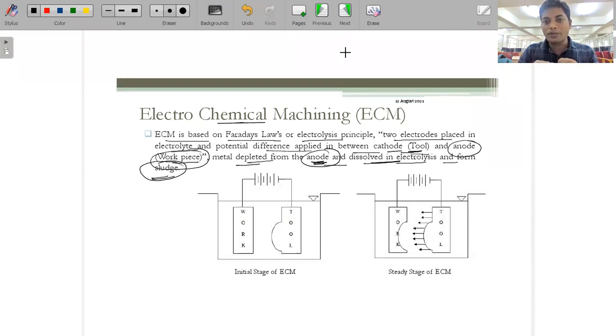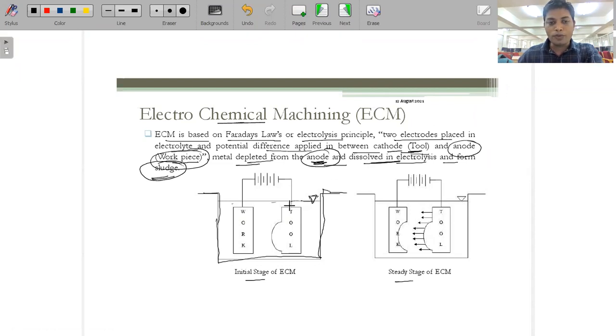Now how does this principle work? For that, this is the initial stage and this is the steady stage, meaning after some time. At the initial stage we are considering the container, in which we fill the electrolyte up to some specific level, such that the electrodes we are taking, of a specific height, will be completely dipped into the electrolyte, like a complete EC cell.